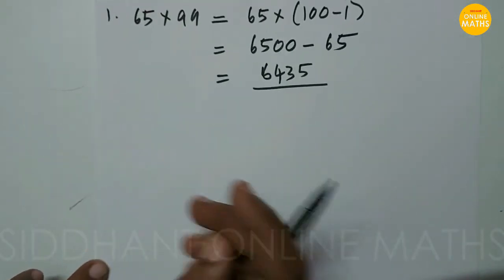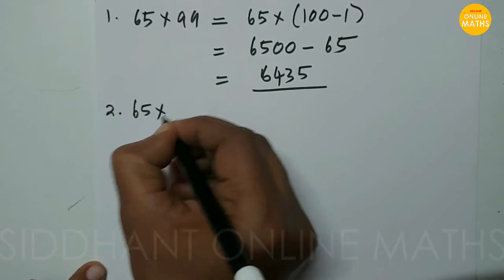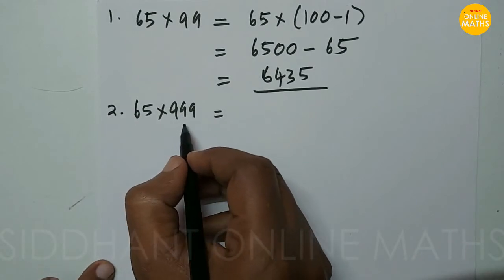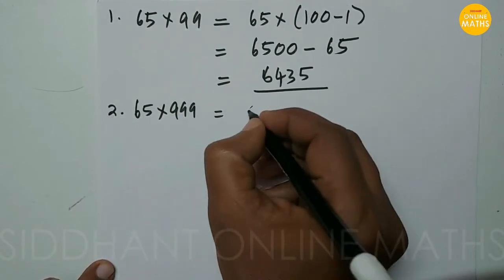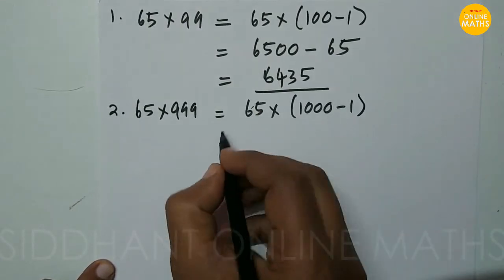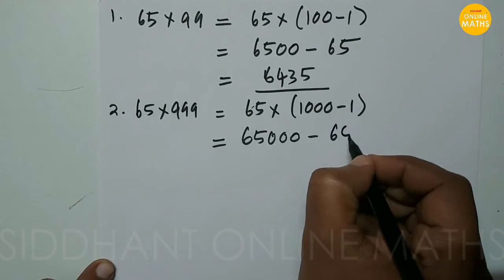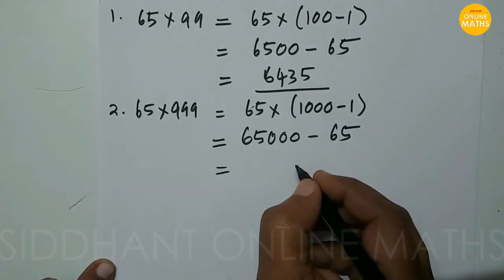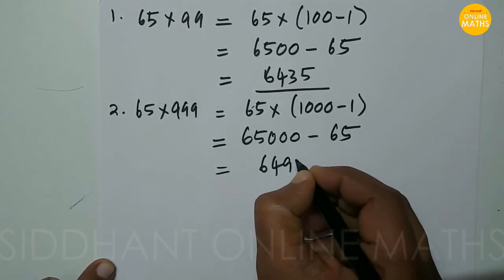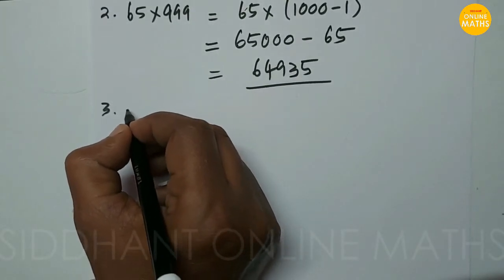6435 here. So now increasing the size of the number with 999 here, 65 into 999. So here 999 is there, that means we can write this as 1000 minus 1. So now 65 into 1000 minus 1. Now you see 65 into 1000 will be 65,000. After that 65. So now it is easy for us to minus here. We get 64935. Next, third, increasing the size of 9 number here.